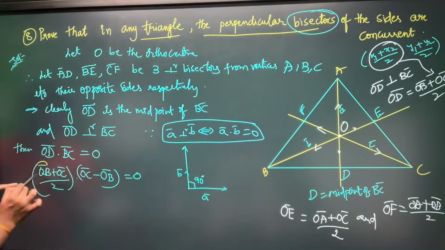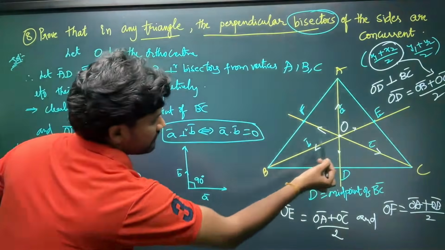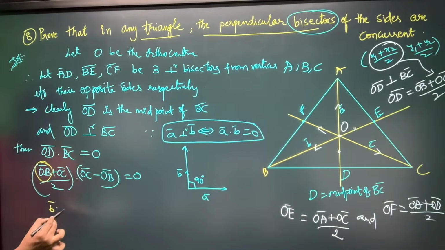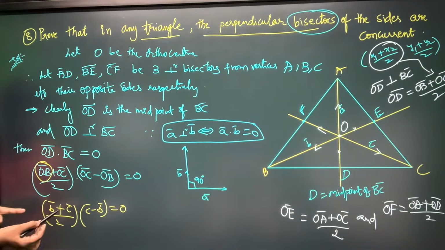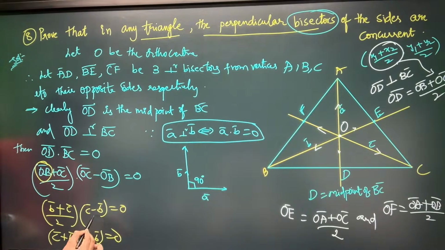Next, what is the OB bar value? OB bar value is small b bar. So b bar plus OC bar, whose value is c bar, by 2 into OC bar minus OB bar, that is C bar minus B bar, equal to 0. Send this 2 to the RHS. Then I am writing C bar plus B bar, and C bar minus B bar I am writing as it is.